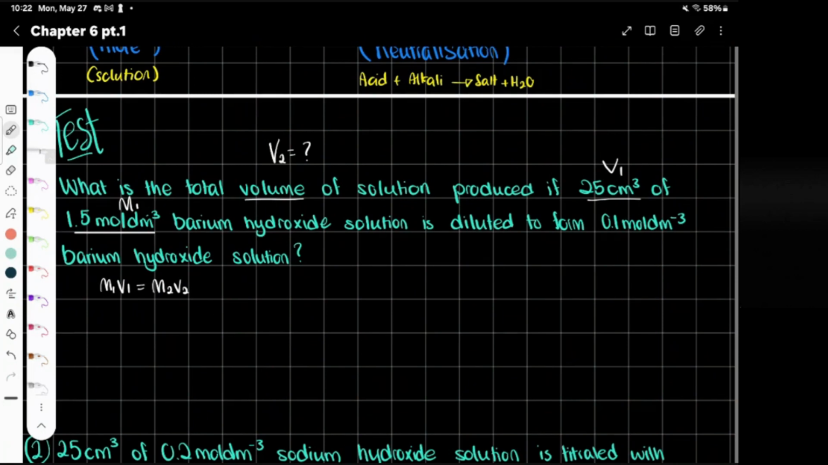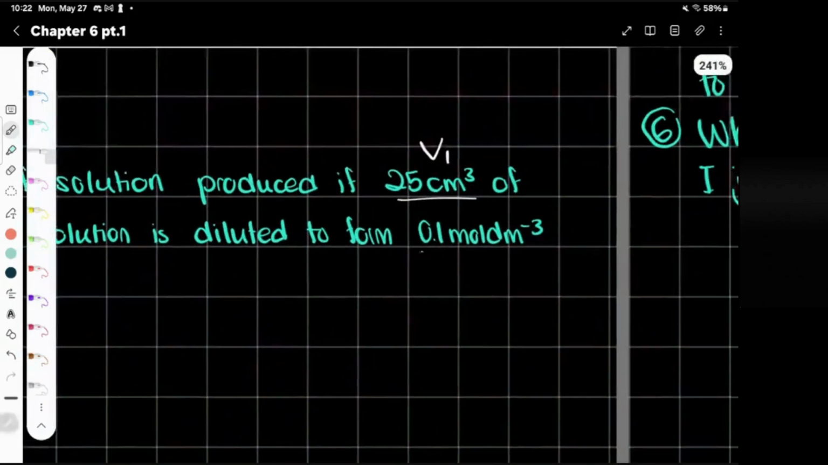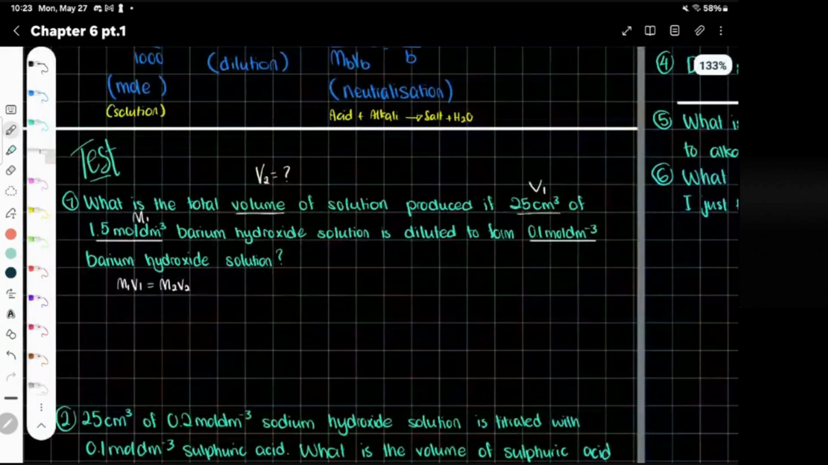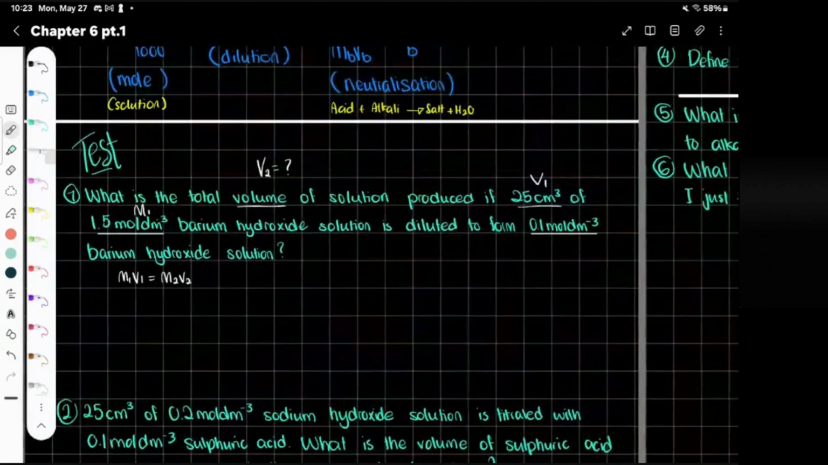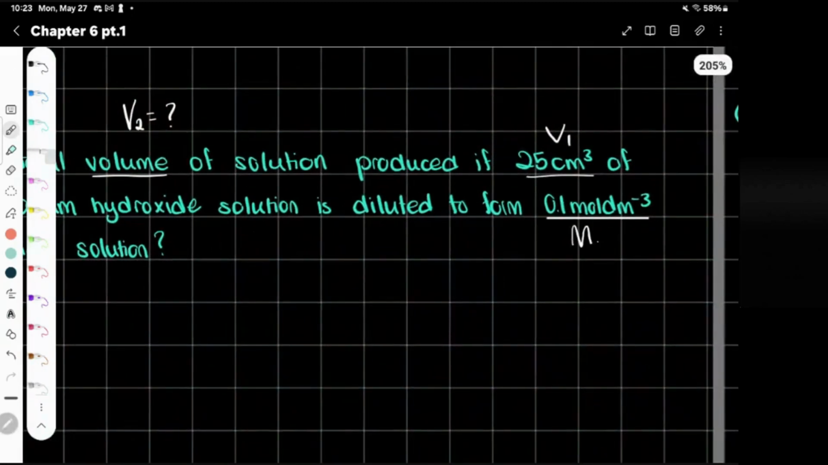There's another molarity here. This molarity is actually for what? To form that one. Can anybody answer me? M2. Yep, it is M2. Correct. Smart.